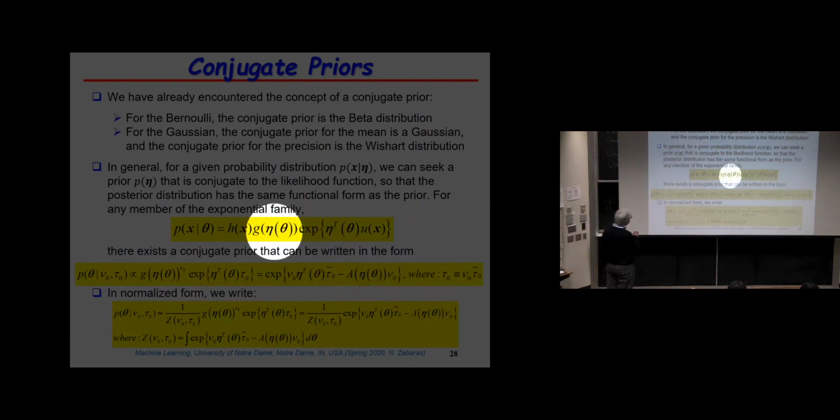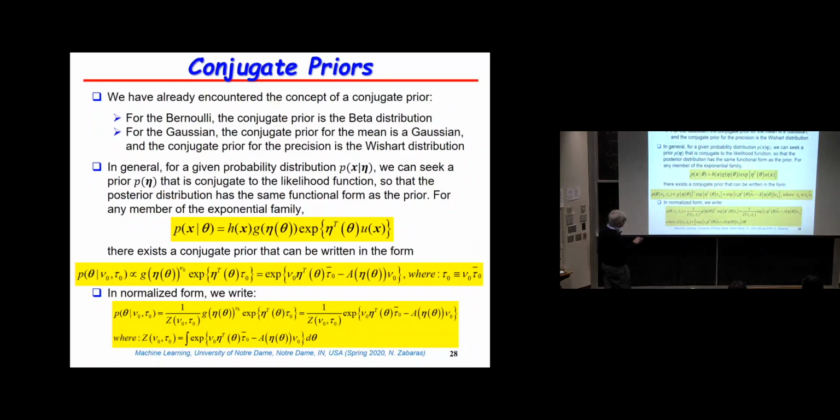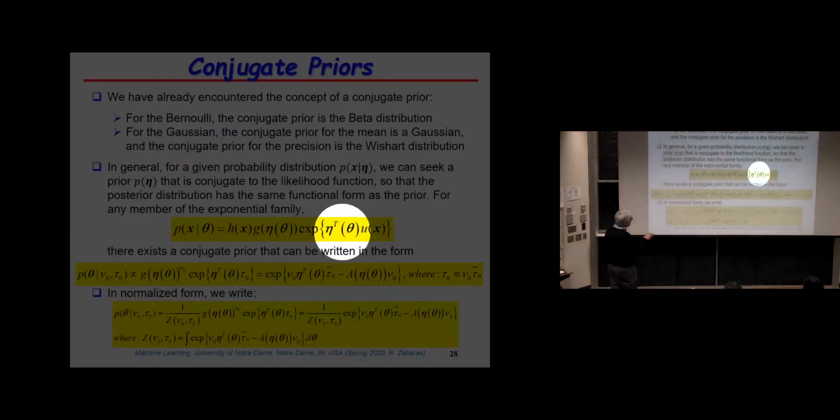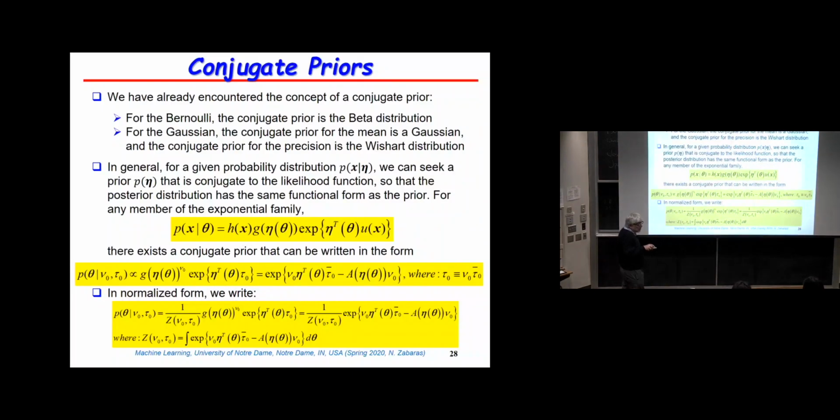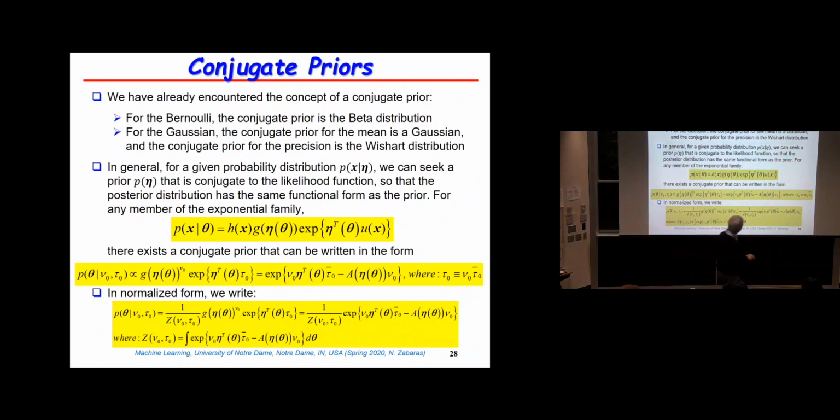So here we have a g of eta. So we're going to have g of eta to some power that I indicate here as mu 0. So all the coefficients for the prior have a 0 subscript. And then you notice here you have exponential of eta transpose u. So you will need something of the form eta transpose tau 0, where tau 0 is some constant. Okay?